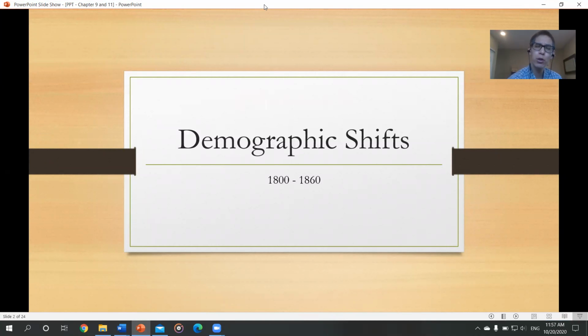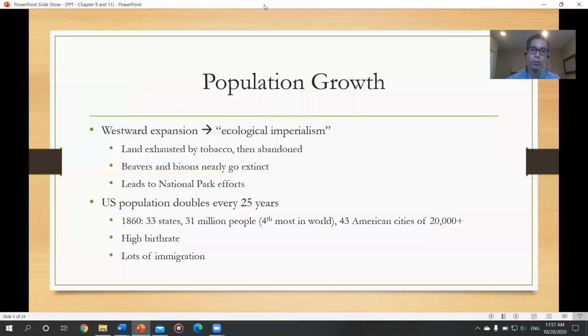So first, talking about demographic shifts. Demographic refers to the people. What types of people are living in America at this point? One of the things we have to keep in mind is there was huge population growth during the first half of the 1800s. It says down here the US population doubled every 25 years. We looked at a graph of this a week or two ago.